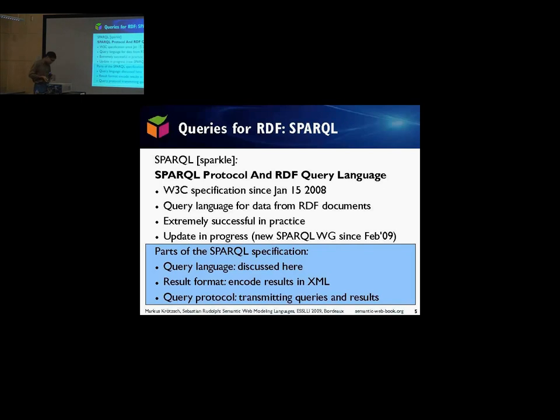So the basic language, or the most popular language, or I should say the only language which is traditionally used for querying of any of these semantic web technologies such as RDF or OWL, is called SPARQL. It's spelled S-P-A-R-Q-L, but people call it Sparkle. And it's a reverse acronym for SPARQL Protocol and RDF Query Language. It's something like GNU, again, reverse acronyms and so on. It is a W3C specification since January 15th, 2008. Like I mentioned, it is one of the most popular query languages for RDF documents.